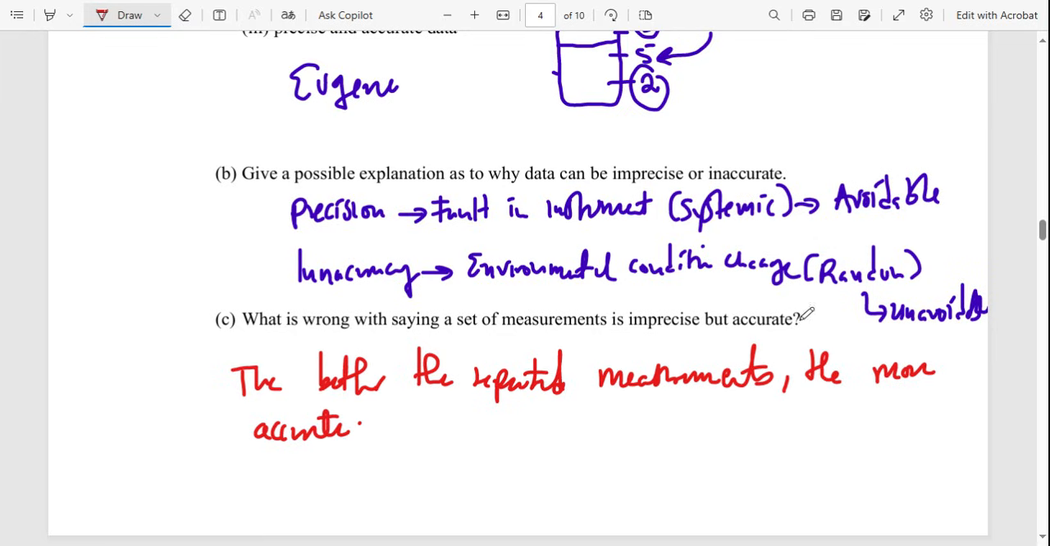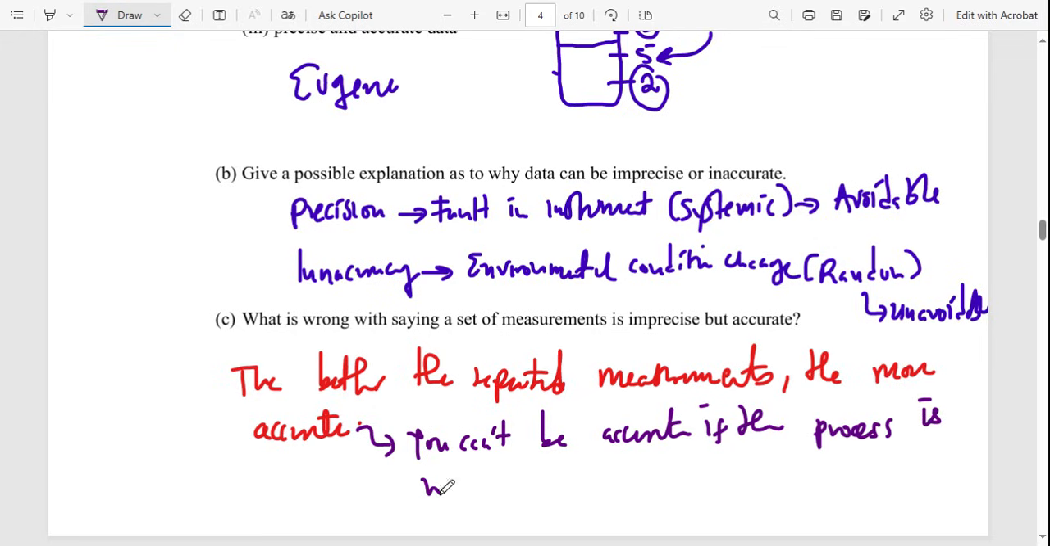So it's not possible for you to have accuracy, meaning that the value that you have found is close to the actual value, if all the process was wrong. Okay? And I love that point I brought. So you can't be accurate if the process is wrong. That's what it means if you say you are imprecise but you're accurate. It means that the process was wrong, but then at the end you are right. It's not possible, guys. It's not.